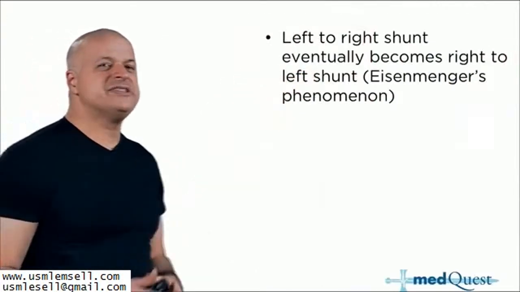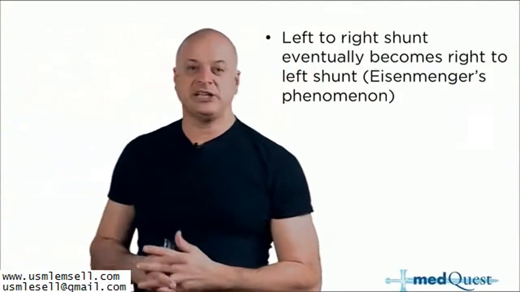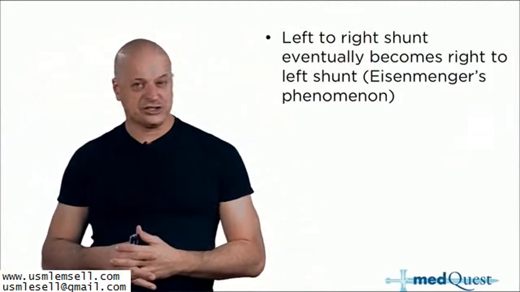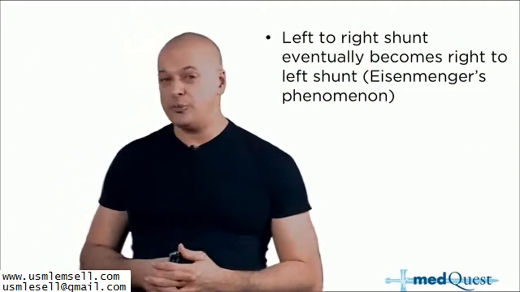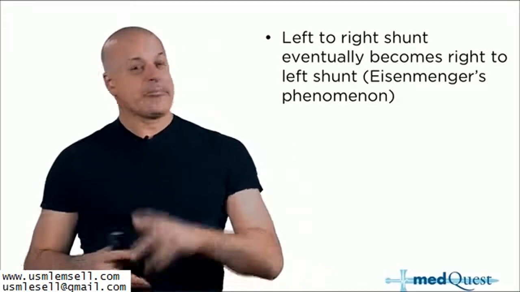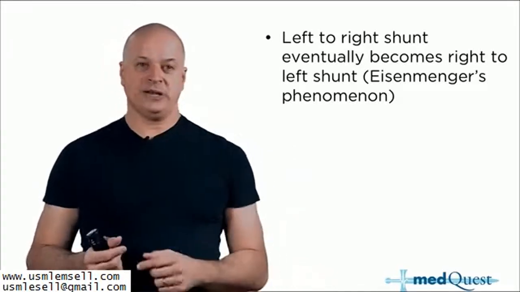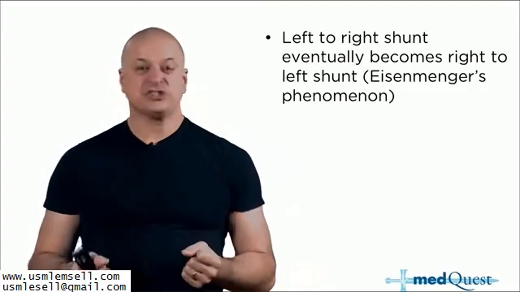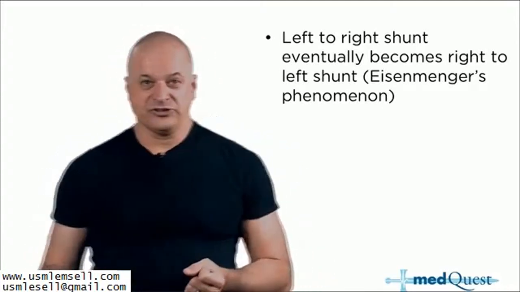Now, which of the shunts is most likely to be open in an adult? Patent ductus arteriosus is not open in an adult. The one that's most likely to be open in an adult is the foramen ovale. That's the one most likely to be open in an adult.